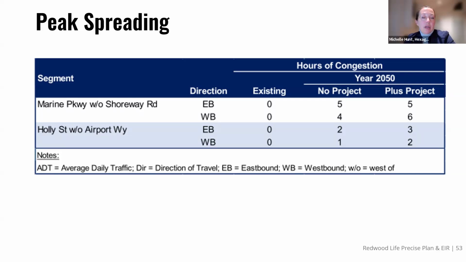On Holly Street in the future year 2050, the congestion would increase by 1 hour for each direction. So eastbound in the morning would increase from 2 to 3 hours, and westbound in the afternoon would increase from 1 to 2 hours. Next slide.